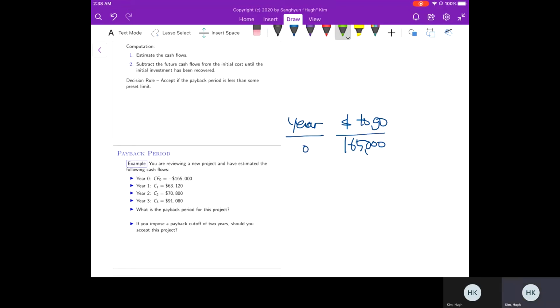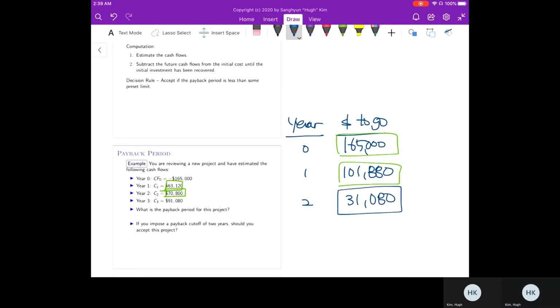In the first year, we can recover this much. We can subtract that from here. Then we'll get $101,880 to recover. So in the second year, we'll recover this much. We can subtract that from the remaining cost. So after 2 years, we'll have $31,080 left to recover.